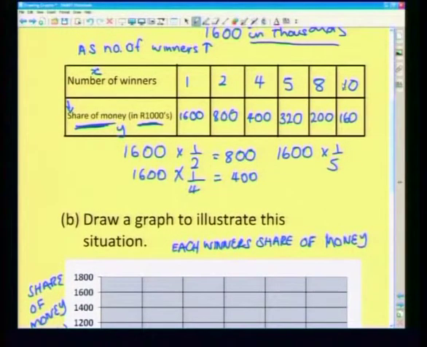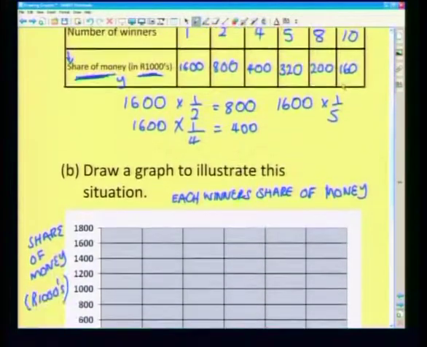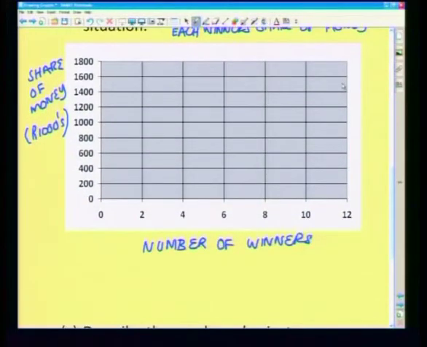Okay, when we had one winner, they get the entire thing. So at the independent variable of 1, which is halfway between 0 and 2, I'm going to go up onto the y-axis, and I'm going to put a dot where 1 meets 1,600. So at that point, it would obviously be far more accurate to do this with a ruler. Go up from 1 and then across 1,600 where they meet, we put our little dot. 2 winners, 800,000. So where 2 meets 800, we put a dot.